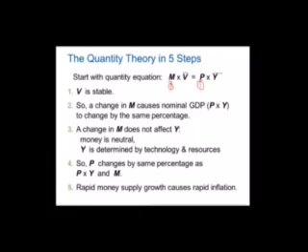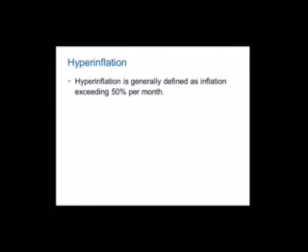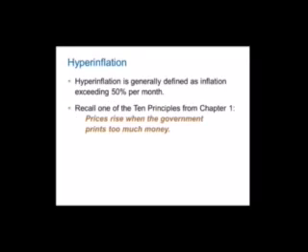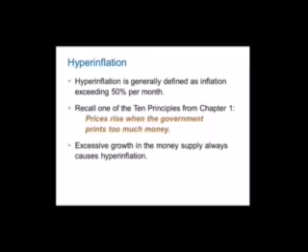So rapid money supply growth will cause rapid inflation. If we increase money supply by 100%, all it will do is increase prices by 100%. Hyperinflation is generally defined as inflation exceeding 50% per month. We talked about this principle way back in time: prices rise when government prints too much money. Whenever there is excessive growth in money supply, that always causes hyperinflation.